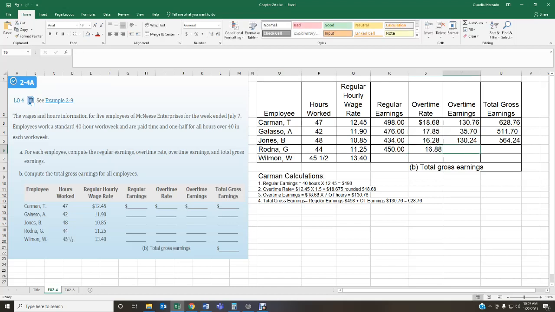Okay, your overtime earnings is going to be your 16.88, and we've got 4 hours of overtime. That'll be 67.52. And then your gross is going to be your overtime earnings plus your regular.